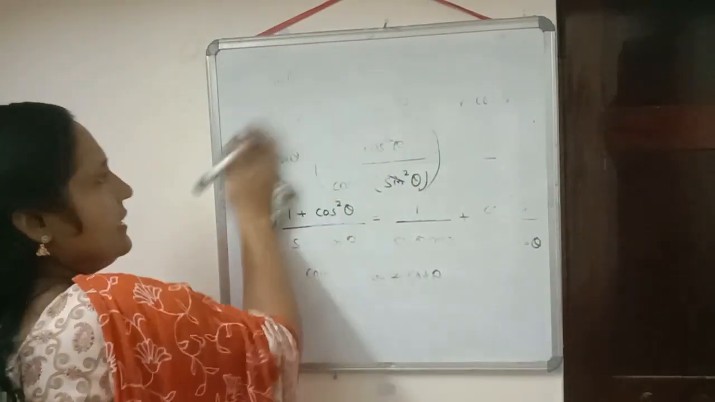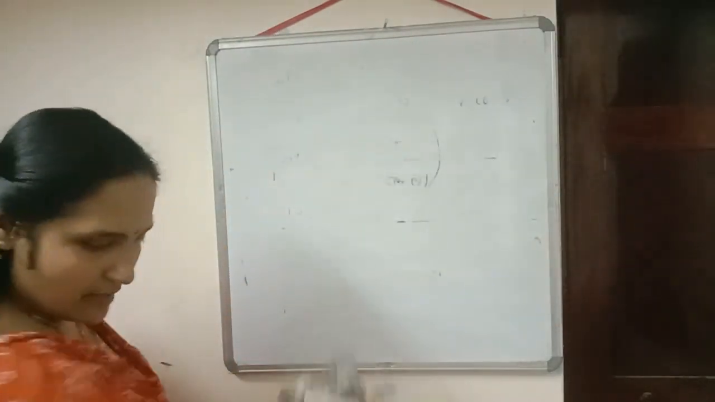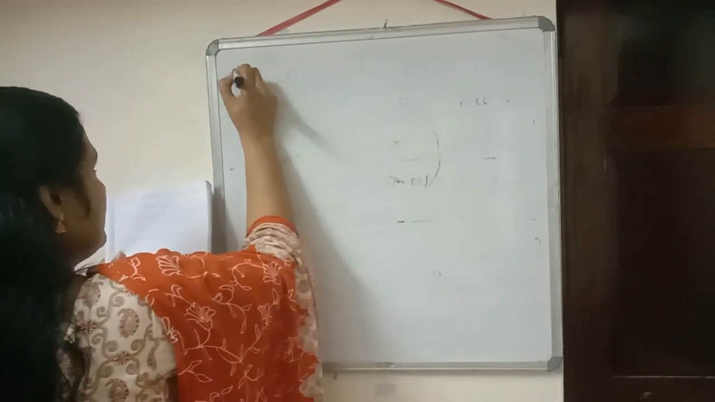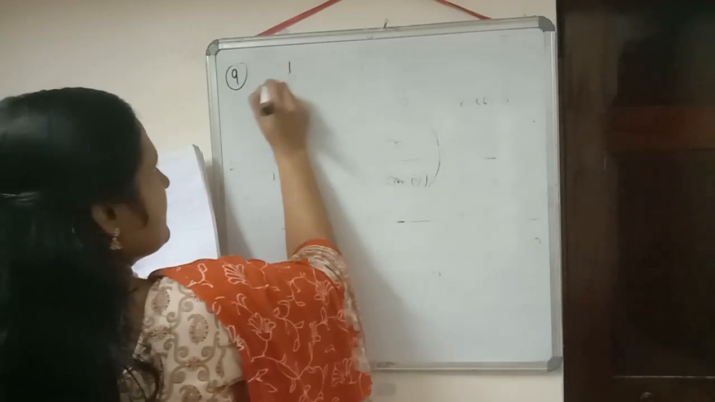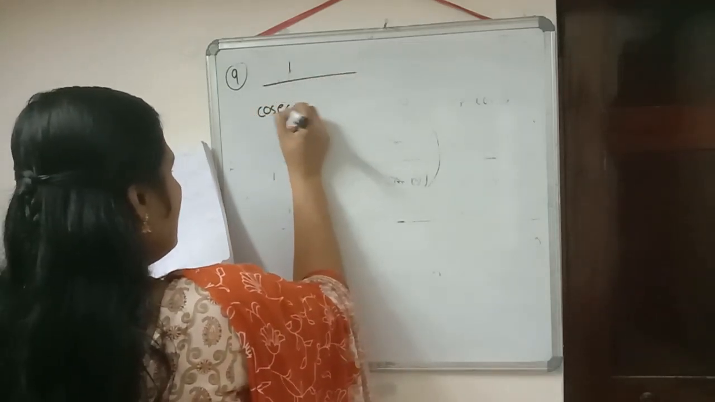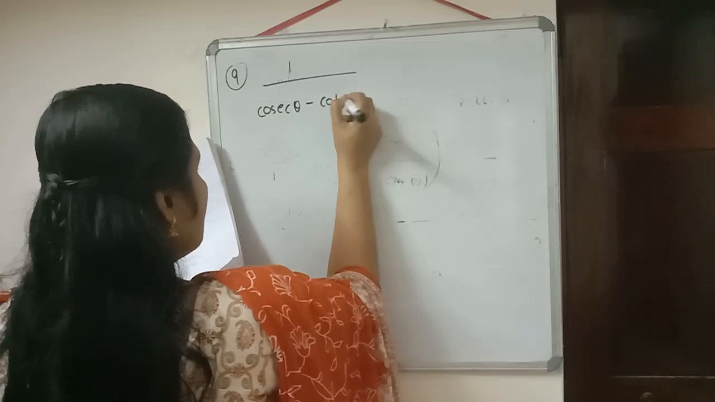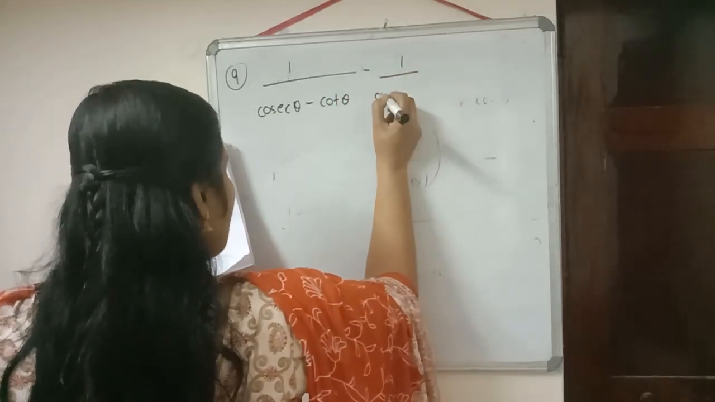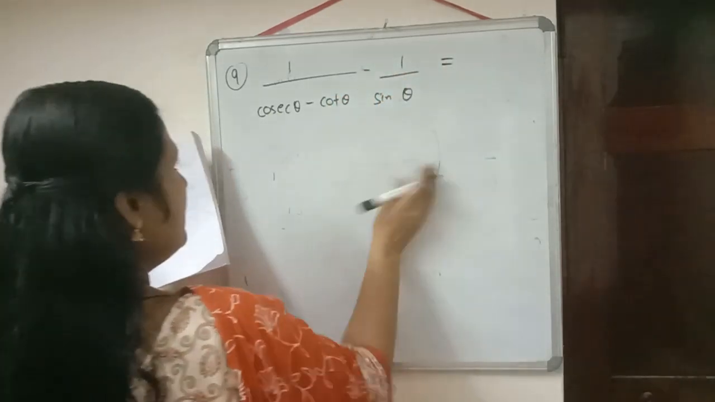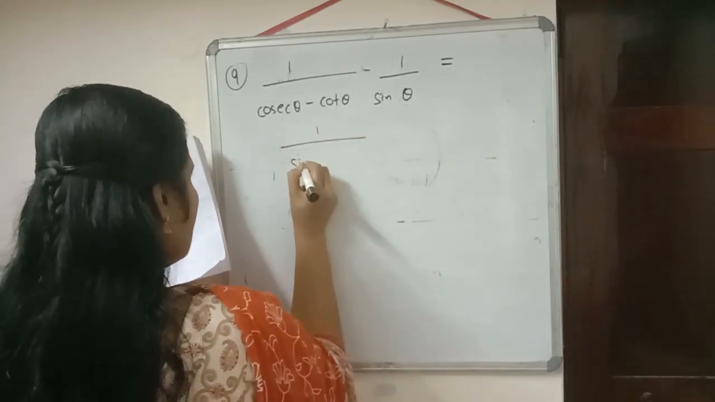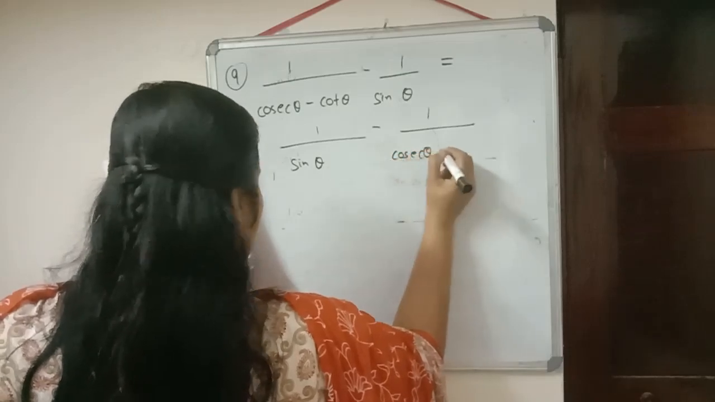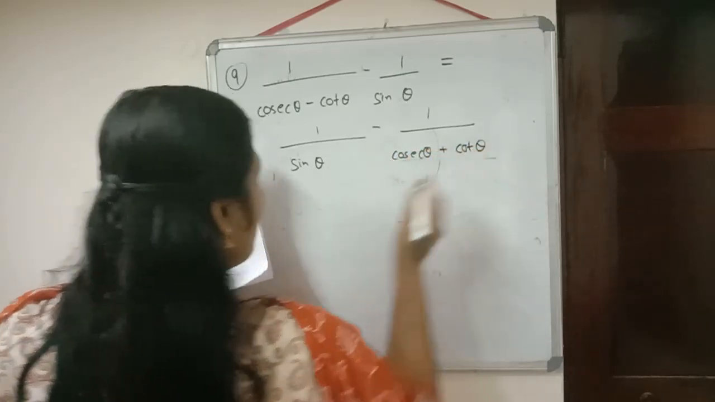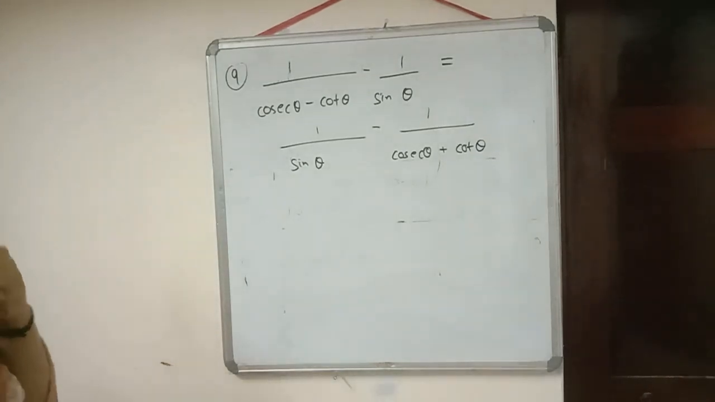Now all of you write down the next question. Question number 9 is, prove that 1 by cosec theta minus cot theta minus 1 by sin theta is equal to 1 by sin theta minus 1 by cosec theta plus cot theta. If you want, you can shift the position there, or if you want to do from here, that also depends on you.